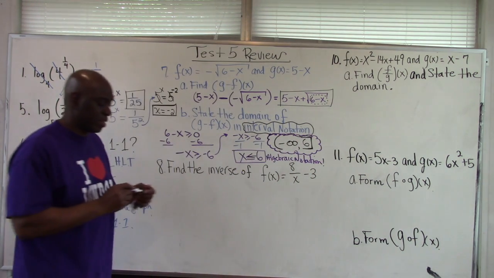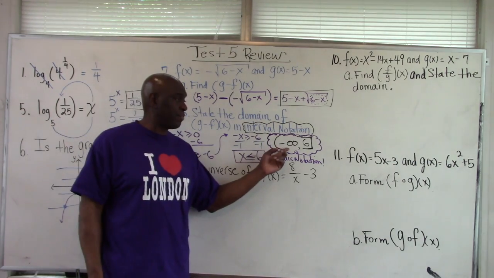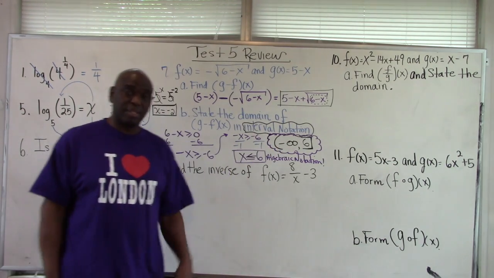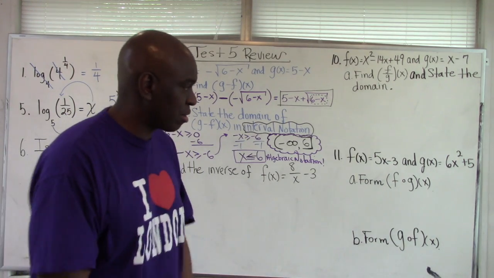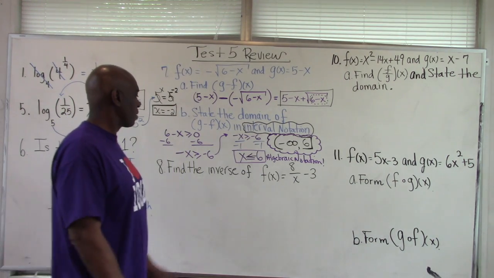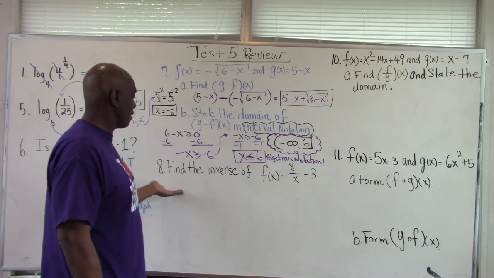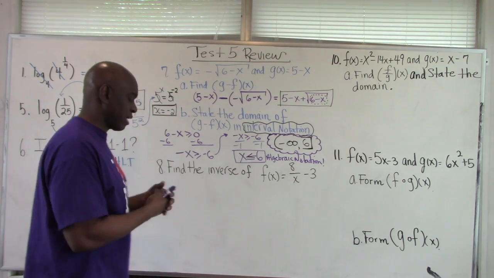All right. So we go from negative infinity all the way to 6. That is interval notation, from negative infinity to 6. Okay? That's done. All right? Find the inverse of f of x.